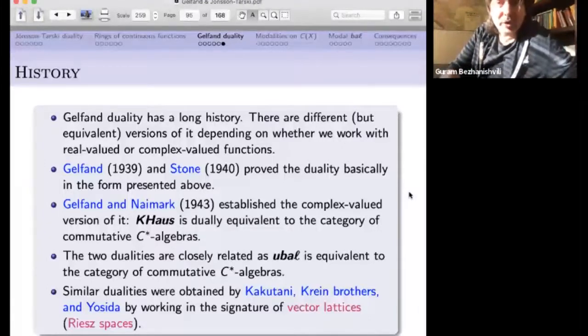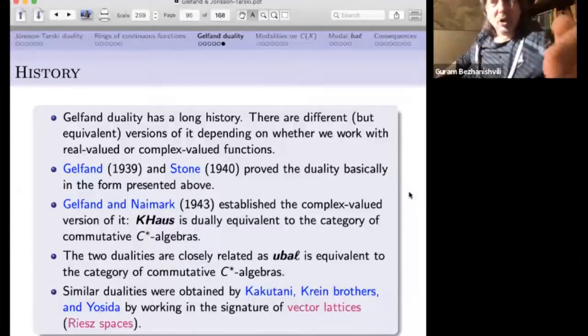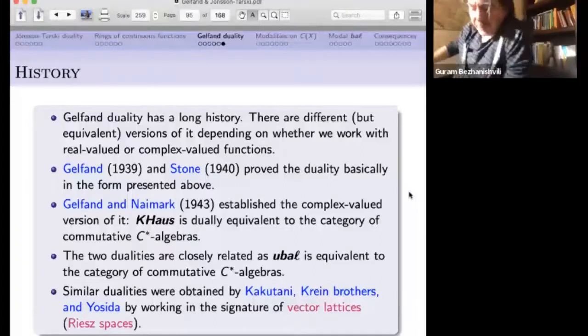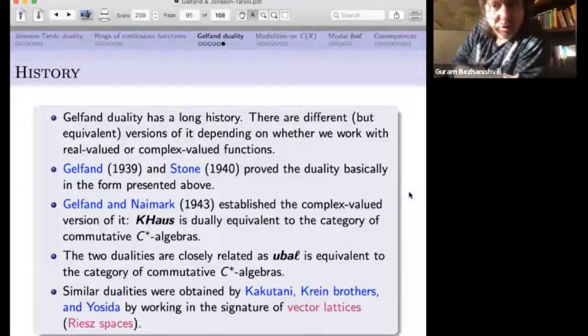And now the question is how, in a way, calling this Gelfand duality is the same as calling Jónsson-Tarski duality a kind of misnomer, because it was really other people who did it. Calling this duality Gelfand duality is also a misnomer, because Naimark was involved, and Stone was involved. So in some papers, you will see that this Gelfand duality is also referred to as Gelfand-Naimark-Stone duality.